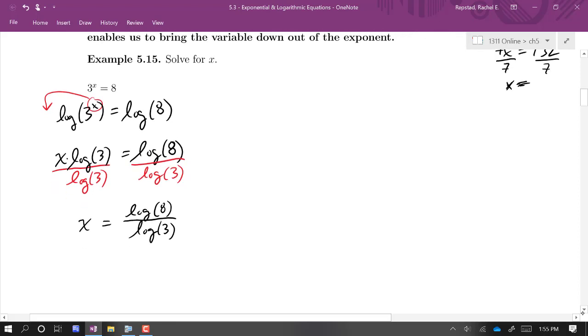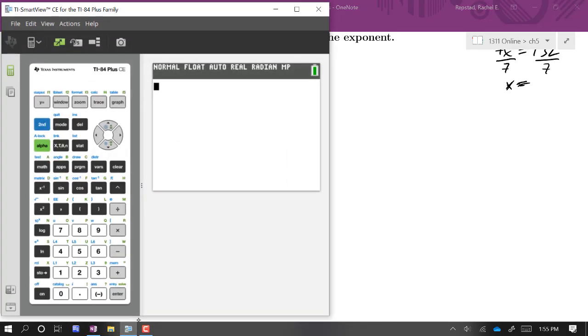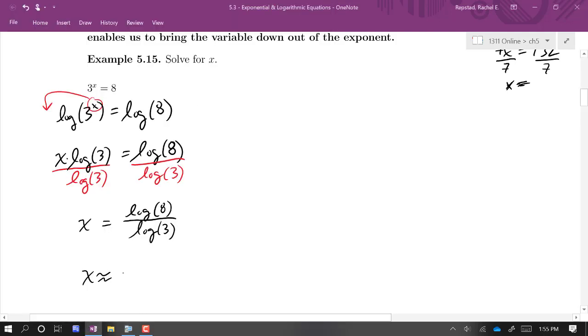The reason we pick a log like the common log, or sometimes the natural log, is because those functions are built into our calculator. The advantage to that is that I can actually get an approximation. So I'm going to plug this into the calculator. Log 8, really important here, I'm going to close those parentheses and then divide by log 3. And I get 1.893 approximately.